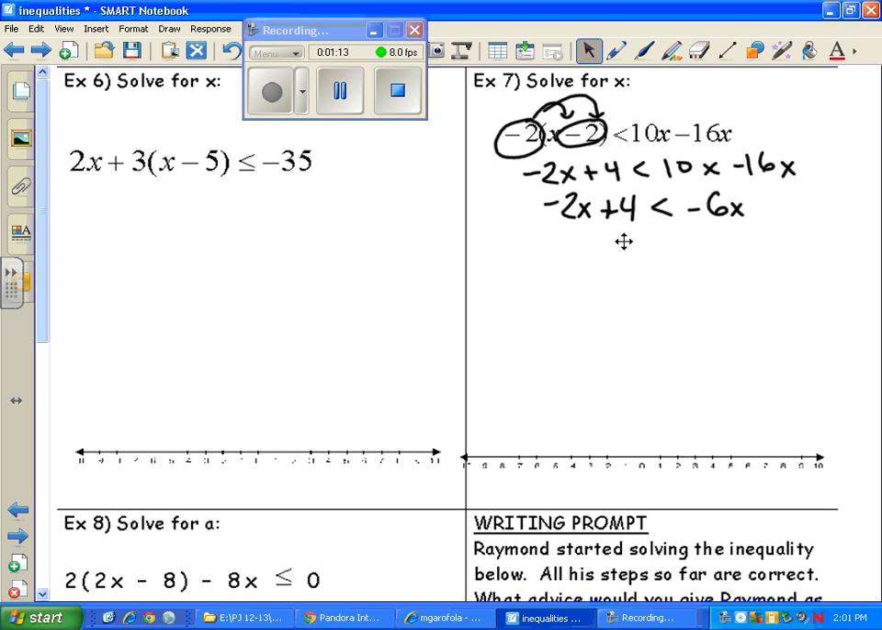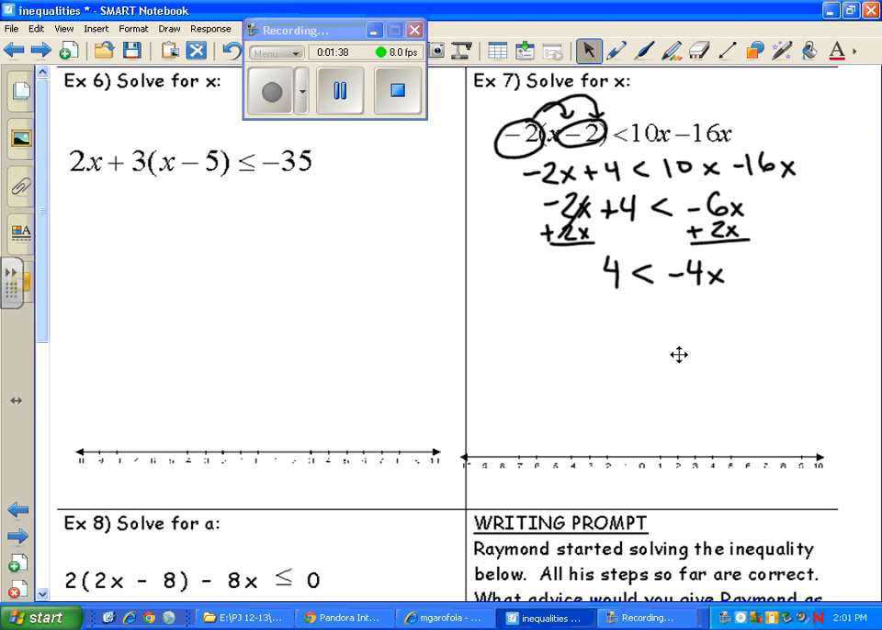Now I can look to try and get my variables on the same side of the symbol and the constants or numbers on the other side. I'm going to do this by adding 2x to both sides of the inequality. Negative 2x plus 2x would be 0, leaving us with 4. And then negative 6x plus 2x leaves me with negative 4x on the right side.